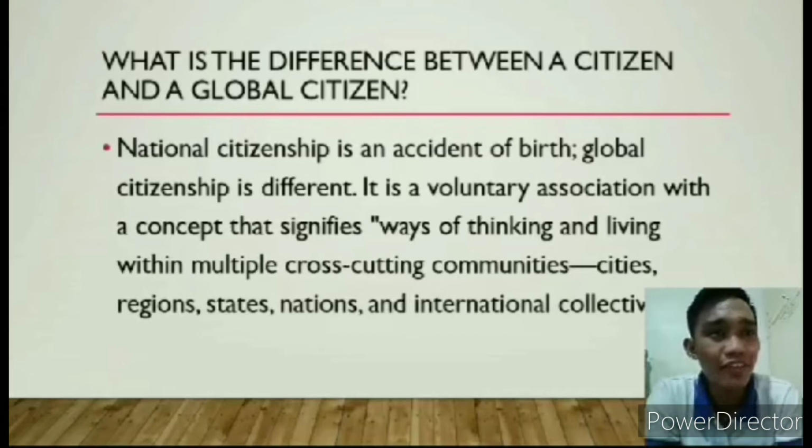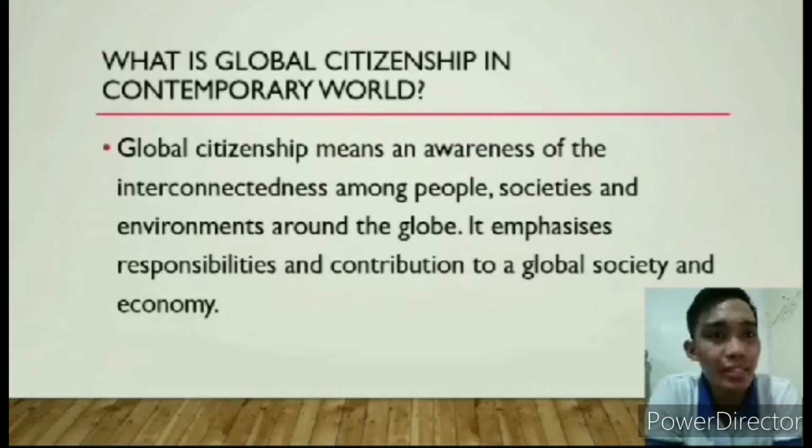So, what is the difference between a citizen and a global citizen? A national citizenship is an incident of birth. Global citizenship is different. It is a voluntary association with the concept that signifies ways of thinking and living within multiple cross-cutting communities: cities, regions, states, nations, and international collectives. So, when you say global citizenship in the contemporary world, it means an awareness of the interconnectedness among people, societies, and environments around the globe.